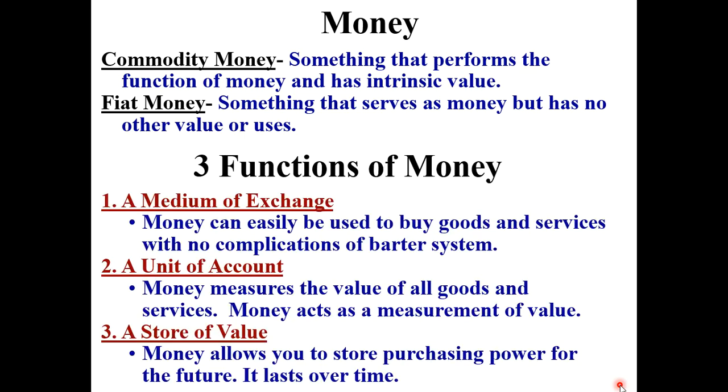Now, in order for something to be classified as money, it's got to meet three characteristics. Number one, it has to be a medium of exchange. It's got to be easy to use and to buy goods and services, and it's got to be widely accepted.